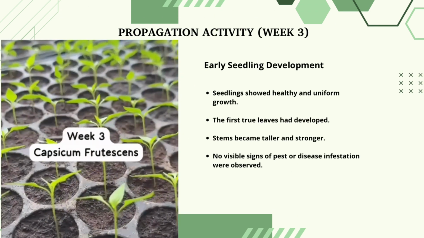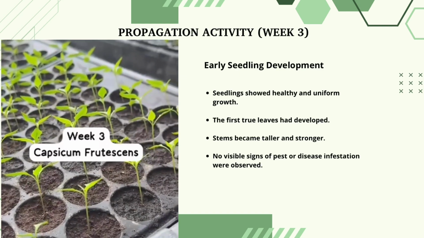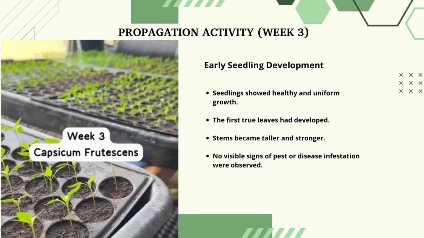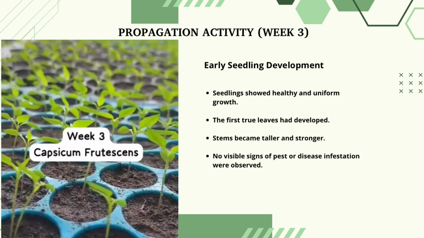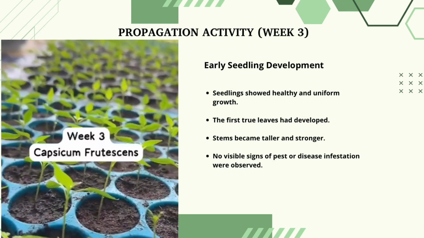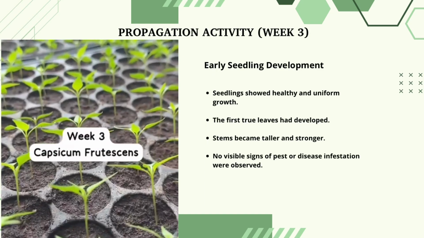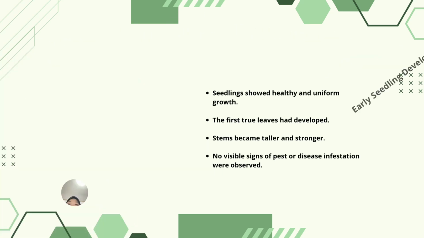In the third week, the seedlings continued to grow well. The first true leaves had developed and the stems became taller and stronger. Regular watering and proper nursery care helped maintain healthy growth. No pest or disease infestation was observed during this stage.